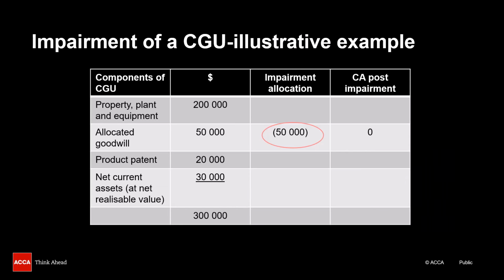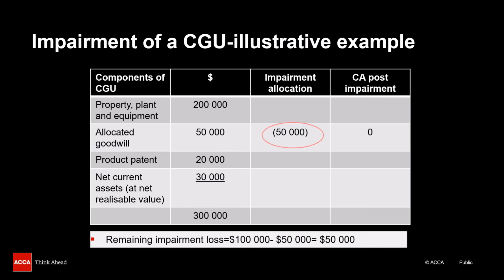Step 1 would be to reduce the value of goodwill. In this instance, the impairment loss of $100,000 must first reduce the goodwill balance of $50,000. The remaining impairment loss to be allocated pro rata to the rest of the assets in the CGU would be $50,000, which is the total impairment loss less the amount allocated to the goodwill.